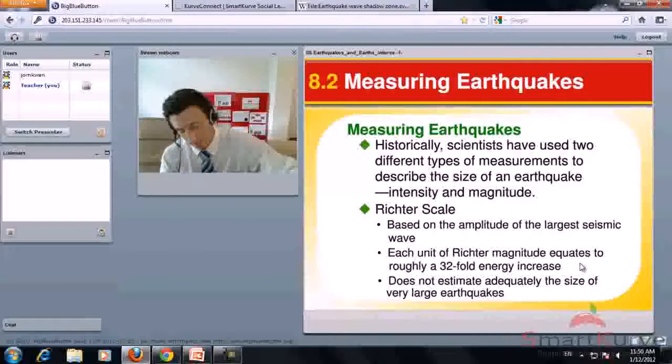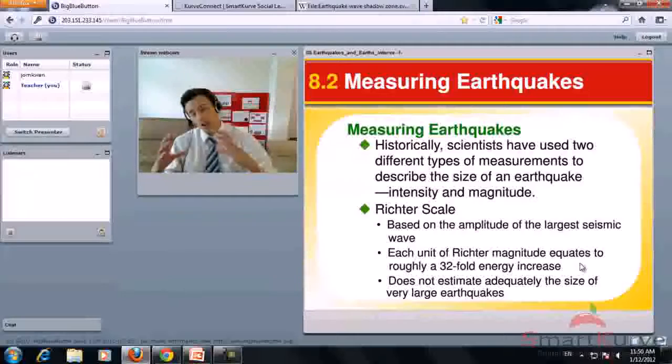We saw that that pen is moving back and forth on the paper. So when they look at that seismogram, they take the largest wave, the biggest wave, and they use that to measure the intensity of the earthquake.